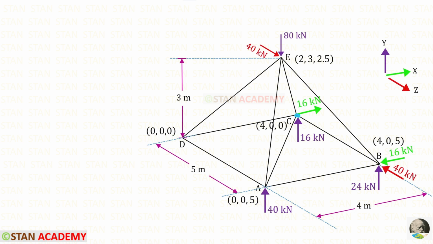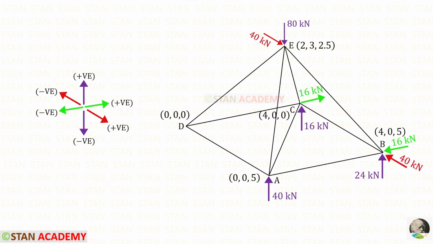In the joint C, x will be 4, z will be 0 and y will be 0. At A, x will be 0, y will be 0 and z will be 5. At B, x will be 4, y will be 0 and z will be 5. Now let us go to the top E. We know that it is at the center. So x will be 4 by 2, so it will be 2. The height is 3, so y will be 3. Z will be 5 by 2, so it will be 2.5.